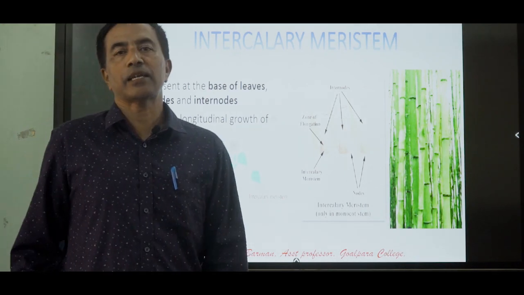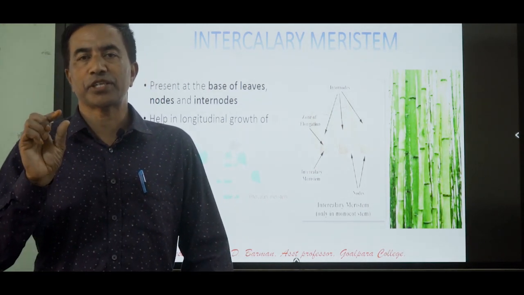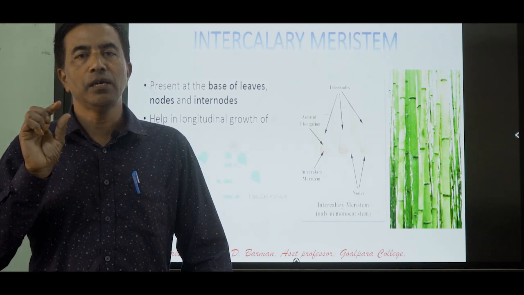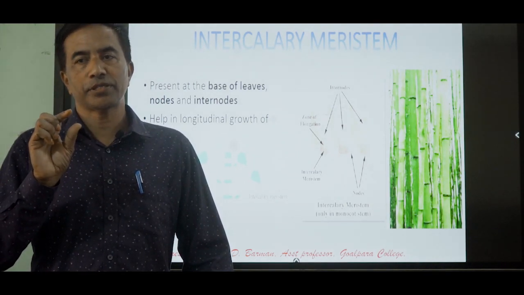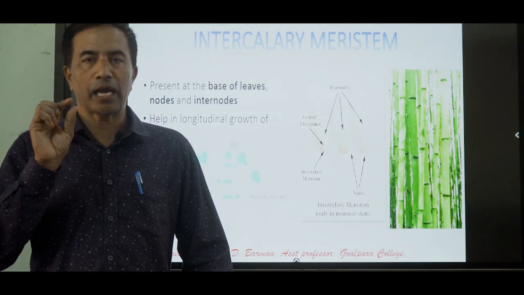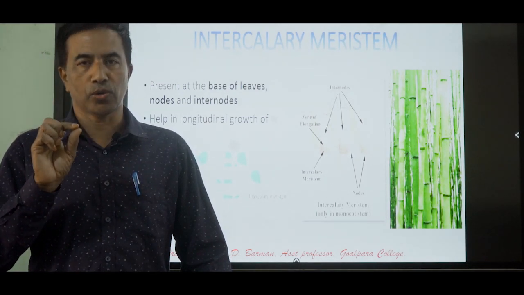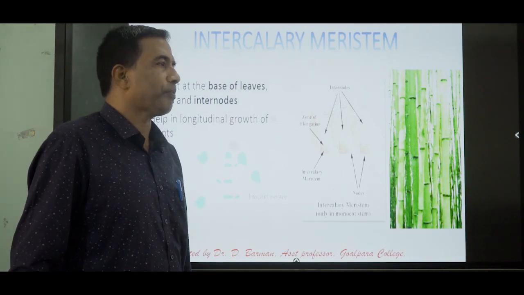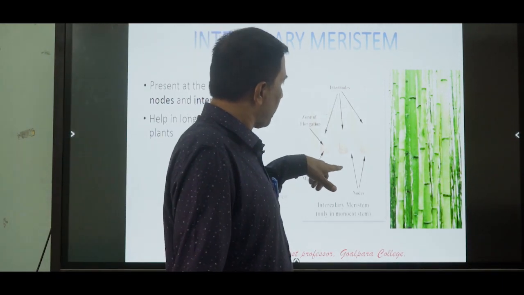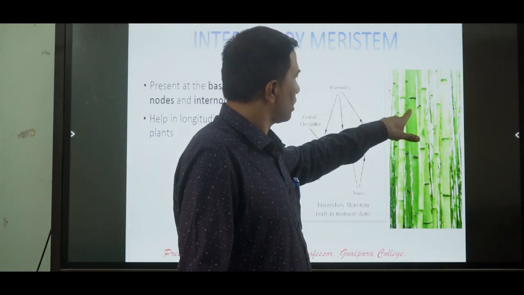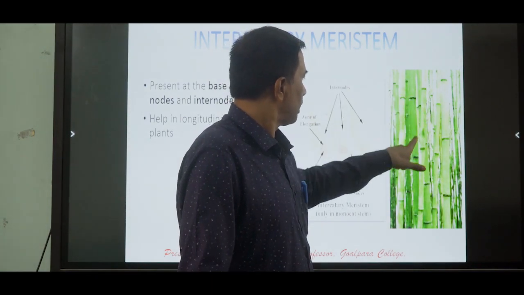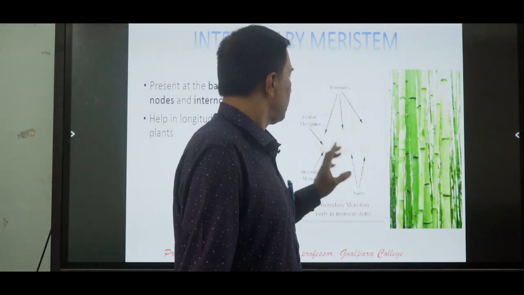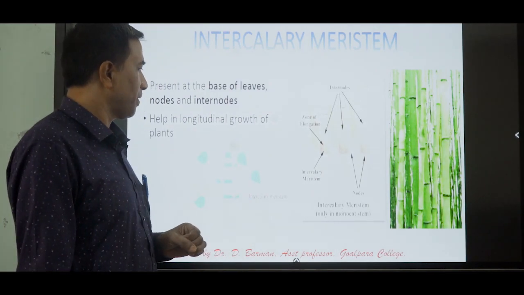Next is the intercalary meristem. Intercalary meristem is present at the base of the leaf or inside the node, and it is responsible for growth of the node, and it also provides mechanical strength. It is present in between the permanent tissue. You will find this is the node, these are the internodes, and inside the node this intercalary meristem is present.